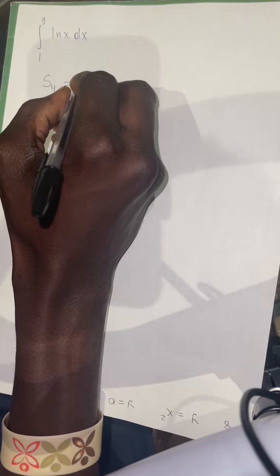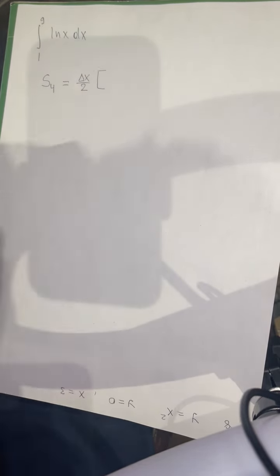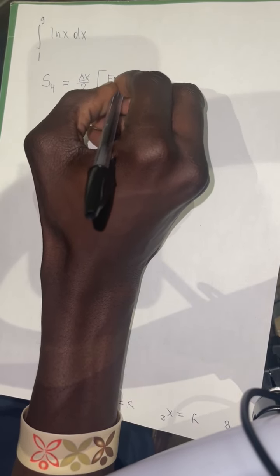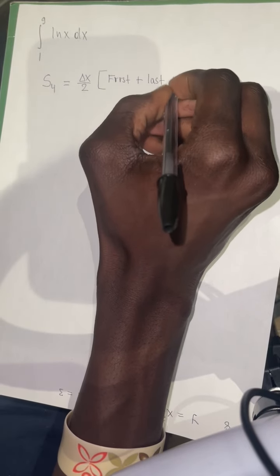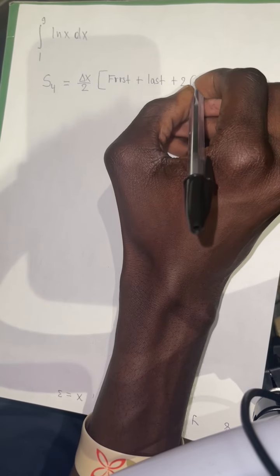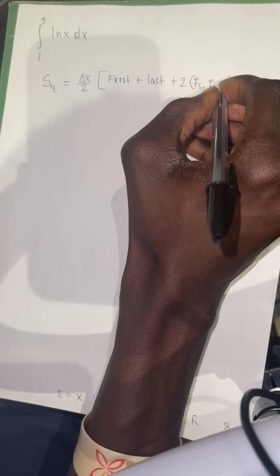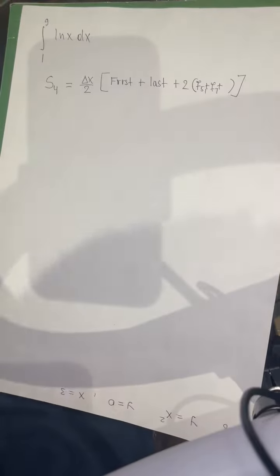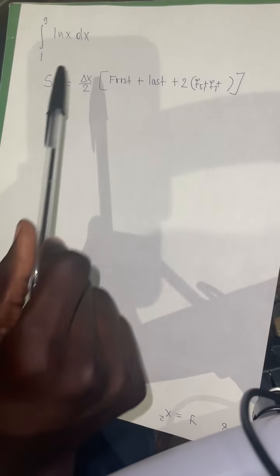Is going to be the thickness divided by 2, and then you open, you say your face, I'm going to explain what I mean by face, plus your last, plus 2 multiplied by all those things you have, like F5, F7, and so on. And then you close.